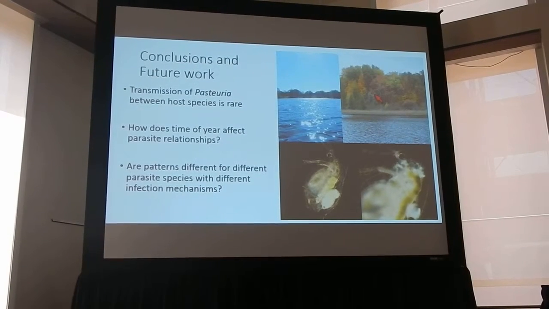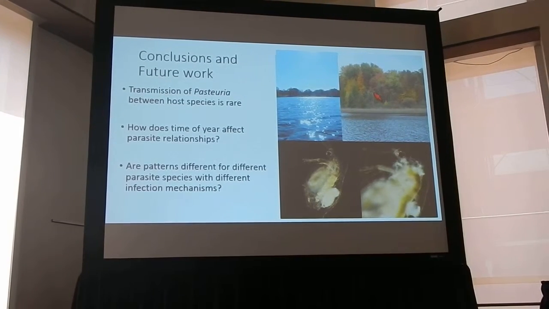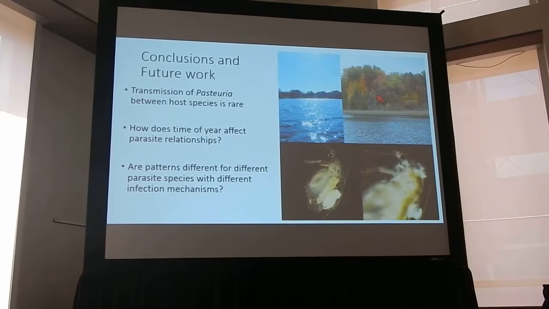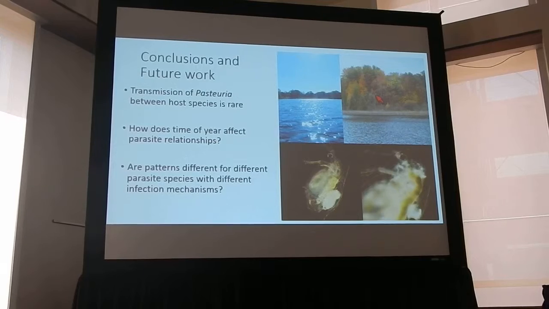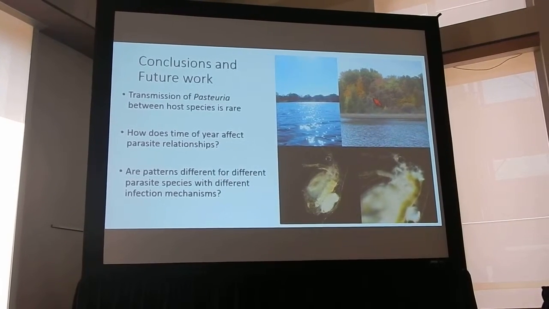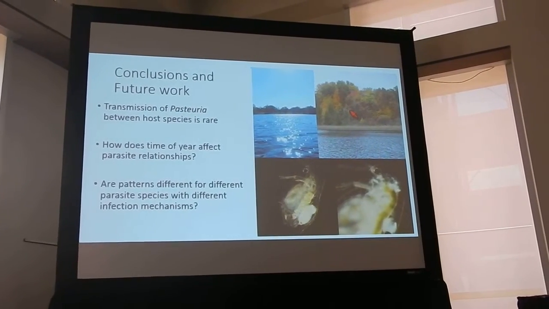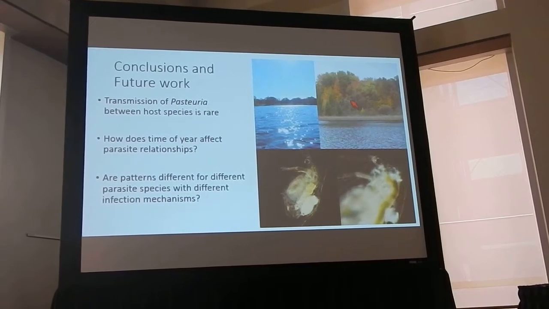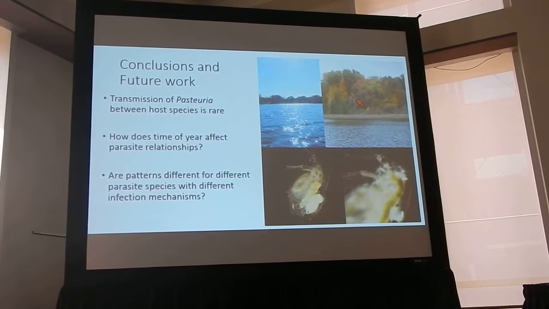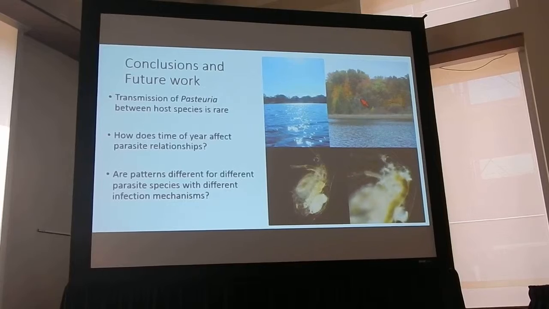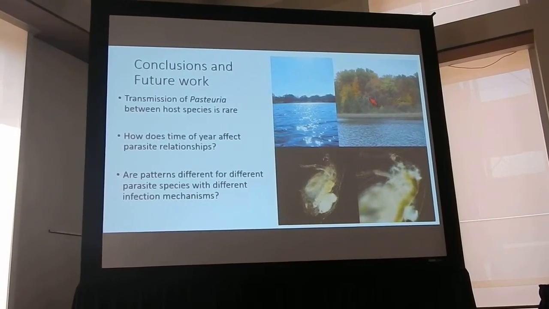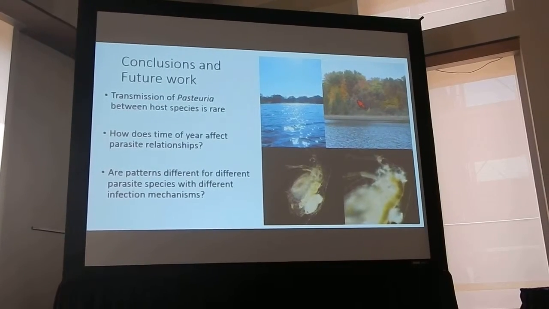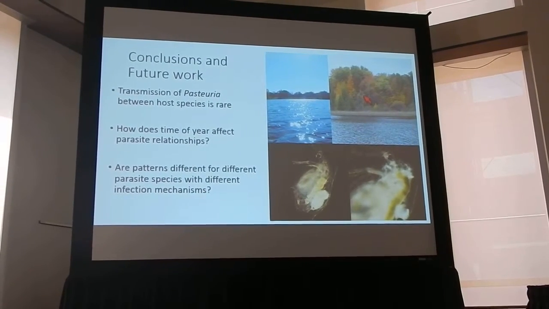So in conclusion, I would say that transmission of this parasite occurs mostly among members of a single host species in a given lake, and spillover is quite rare. However, it is possible that spillover occurs. I'm really interested in quantifying that rate of parasite spillover, but I've yet to be able to get a parasite from one host species to infect another host species in the lab. So again, this doesn't mean it's impossible, it just means it's not a common occurrence.